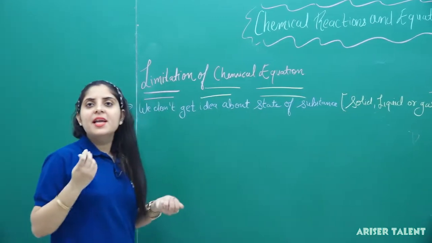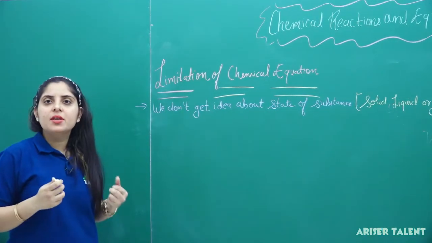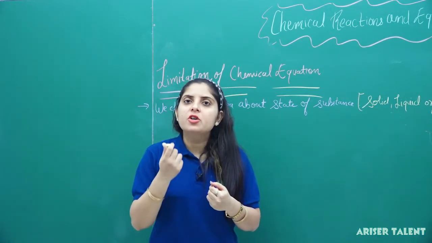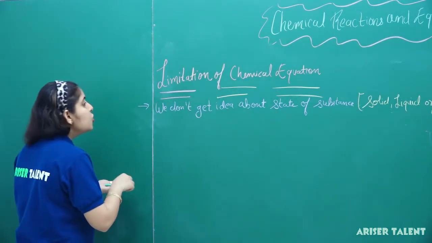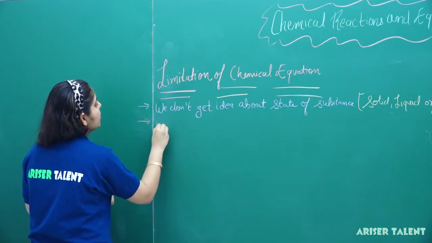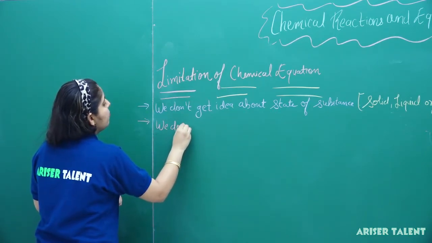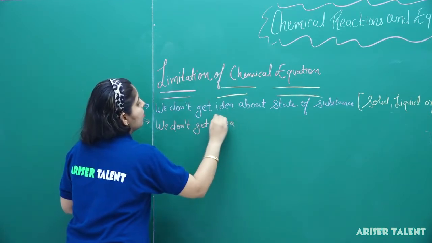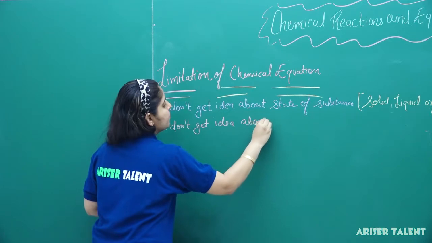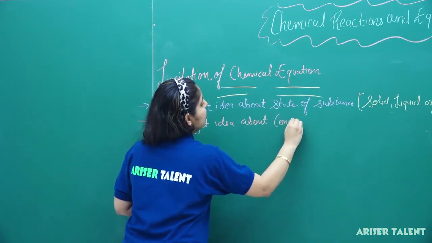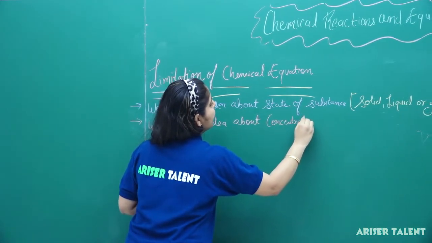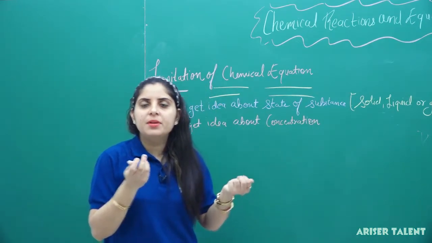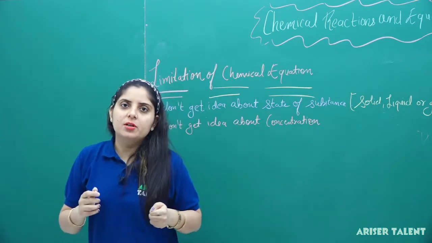Now, our second limitation of the chemical equation is we do not get an idea about the completion of the reaction or concentration of the reaction. So, our second point is we don't get an idea about concentration. It means how much reactant or product is present in a particular equation.